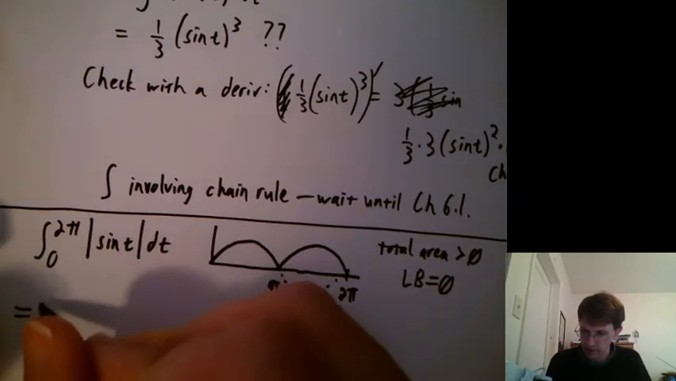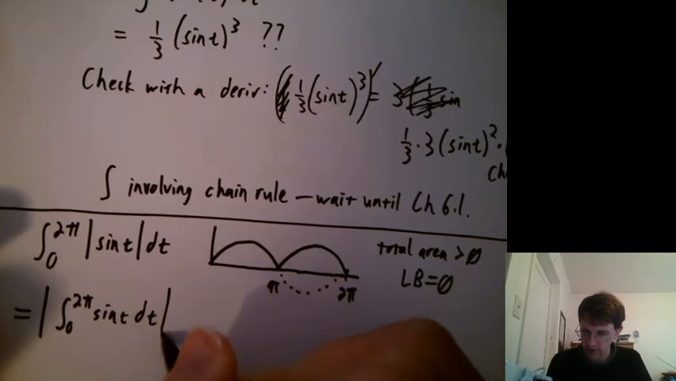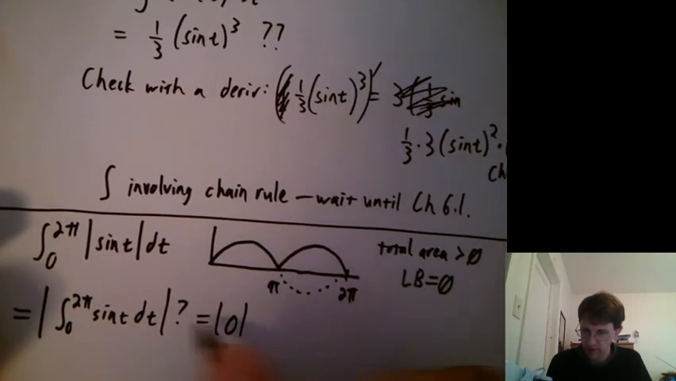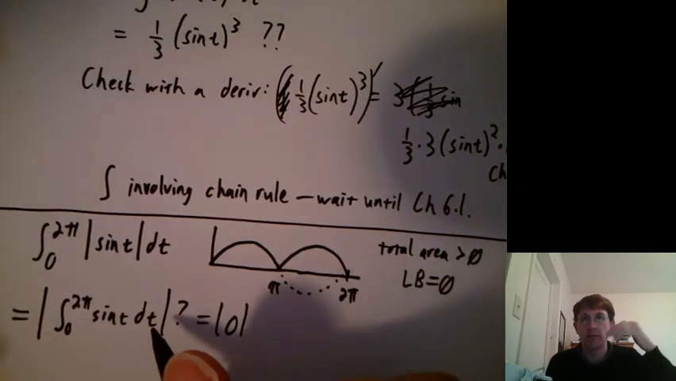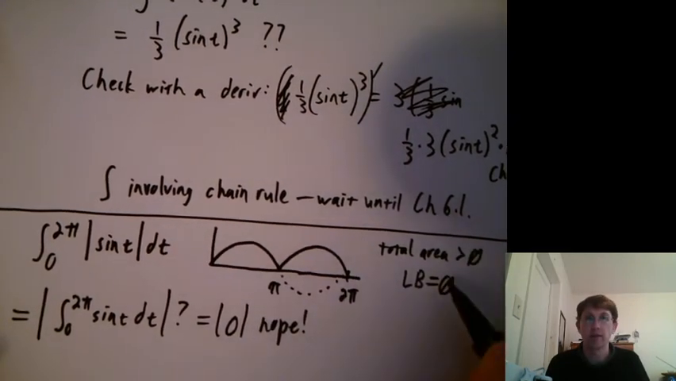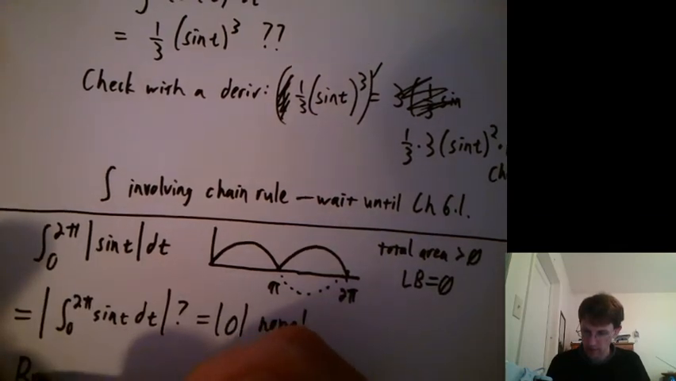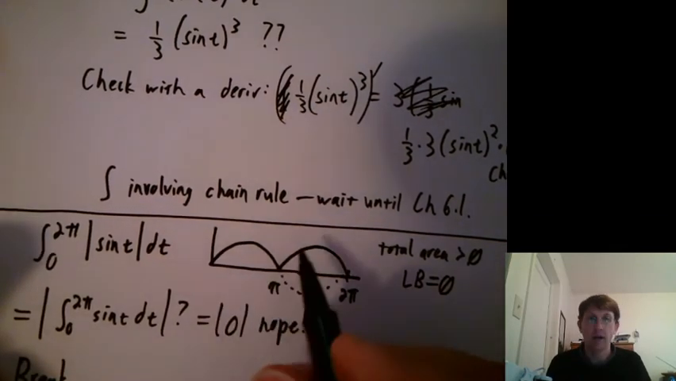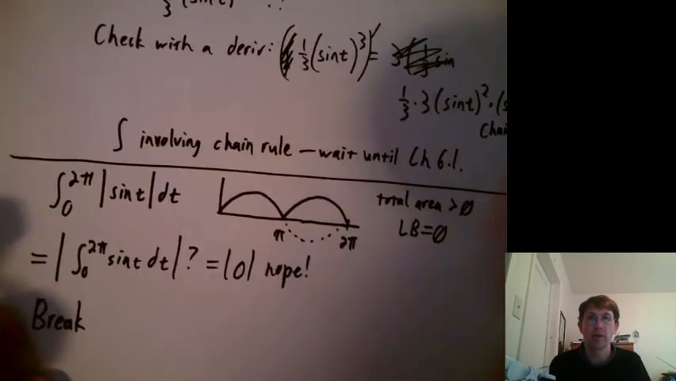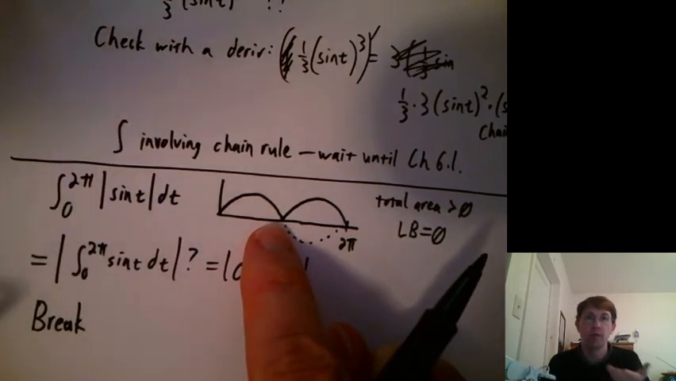Can we say that this is equal to the absolute value of the integral 0 to 2 pi of sine t dt? No, because that's the absolute value of 0. All the positive bump cancels out the negative bump, just like we saw with squaring, because we're pretty sure the answer should be something bigger than 0. What we have to do is break this into two pieces where we can take the individual antiderivatives without too much trouble. I mean, here we know that this bump is equal to that bump, so we can just do the first bump and then multiply by 2.